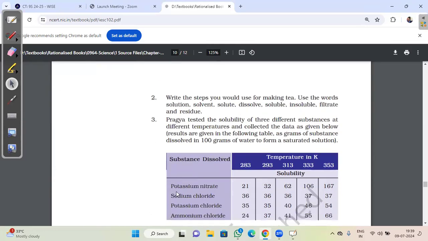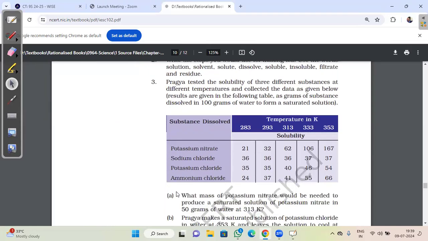Write the steps you would use for making tea. Okay, just leave that. Here, Pragya tested the solubility of three different substances at different temperatures and collected the data as given below. The results are given in the following table as grams of substance dissolved in 100 grams of water to form a saturated solution.